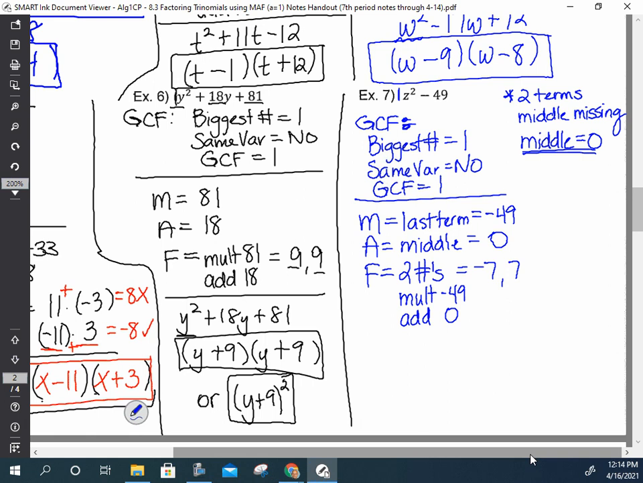So no, it can't be z minus 49 and z plus 49, because if I multiply that back out, 49 times 49 is 2,401. That's not what we have. So I like the attempt, but make sure you're following each of the steps.